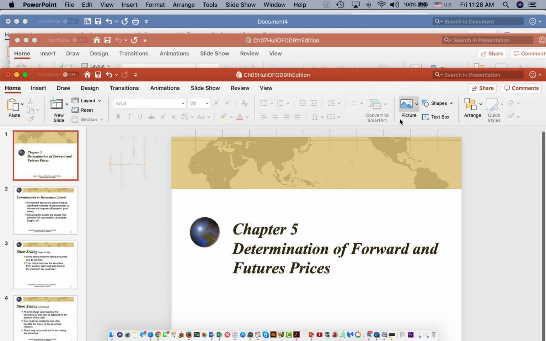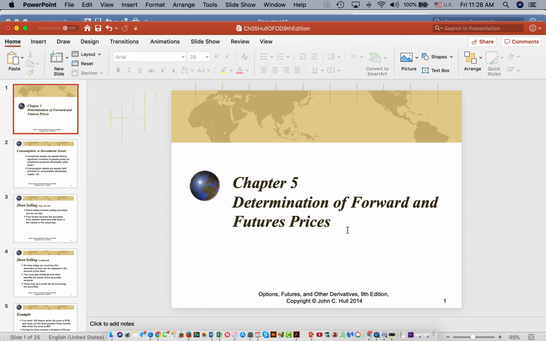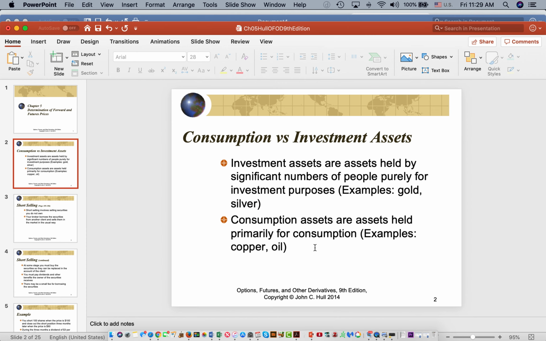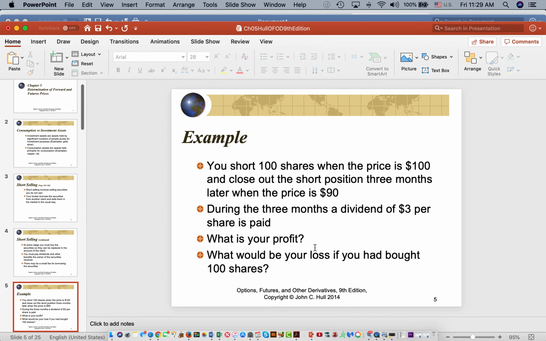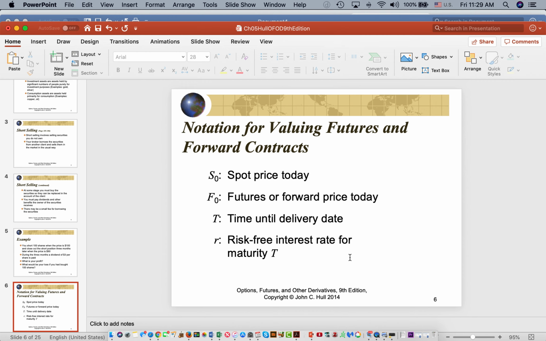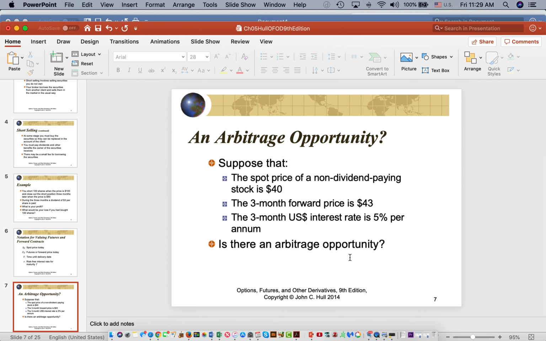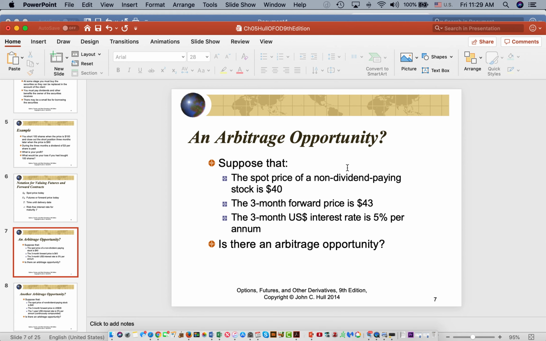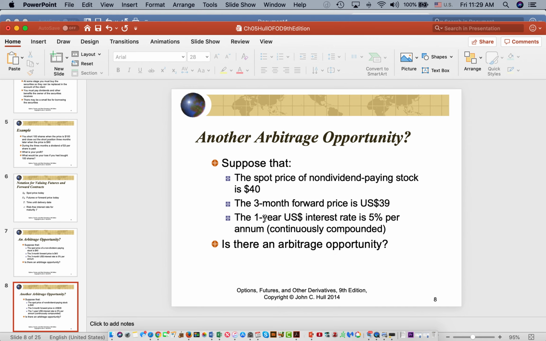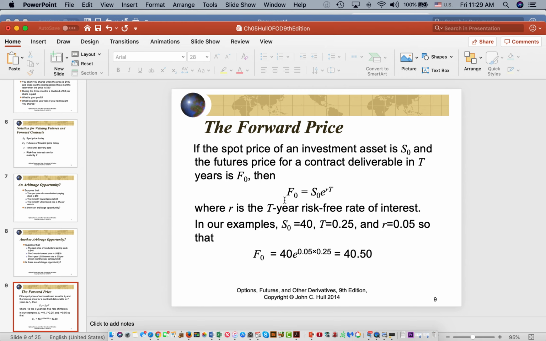what you need to emphasize is the fact that, well, how do you determine the price of forward and futures, which are basically the same. And then there are certain examples. Please do this and find out your answer to that. Well, if you're short, what is your profit? If you're long, what is your profit? And then you need to also find out whether there is an arbitrage opportunity in this scenario or this scenario here. Basically, what you have to do is go to this cost of carry model.